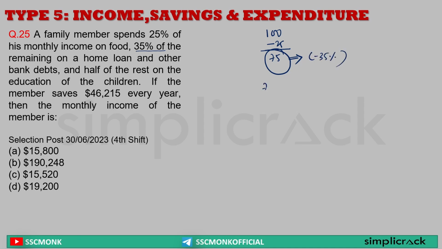So what is remaining, sir? 75 into 65 by 100. I can precisely say this. Now it is saying half of the rest, that means out of this, half of 50% is gone. So what is remaining, sir? 75 into 65 by 100 was there, half is gone, so that means another half is there. Yes, then this is equal to the savings, that is 46,215.